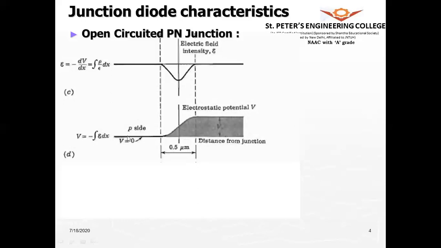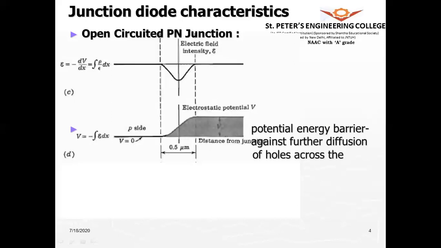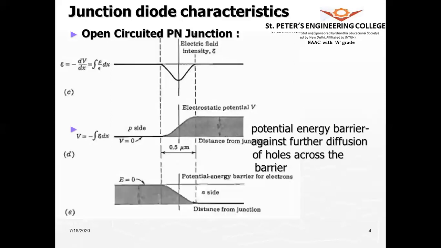So for the P side, the voltage will be 0 near the end of the junction on the P side, and as we proceed towards the junction and towards the end region, the potential will rise. Similarly, we can see for the N side also. As we vary the distance from the junction, we can see the rise in the potential for the N side.